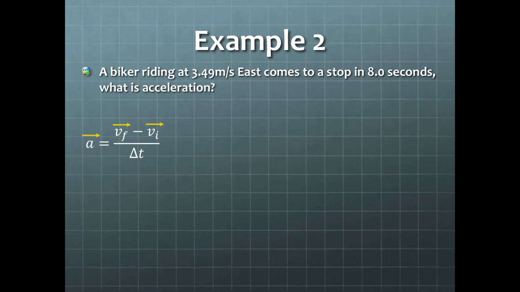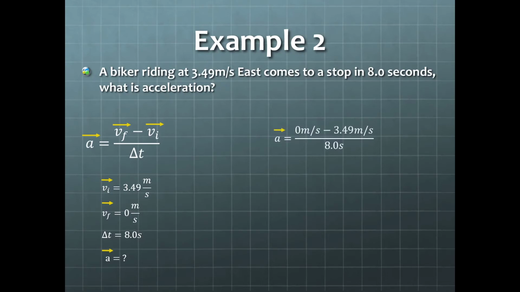We can write down what we know. The initial velocity is 3.49 meters per second. The biker comes to a stop, which means the final velocity is 0 meters per second. Lastly, the time is 8.0 seconds. Put in the known information, and we end up calculating 0 meters per second minus 3.49 meters per second divided by 8.0 seconds. The acceleration is negative 0.43 meters per second squared. The velocity and acceleration in this problem are opposite signs, which means the biker is slowing down.